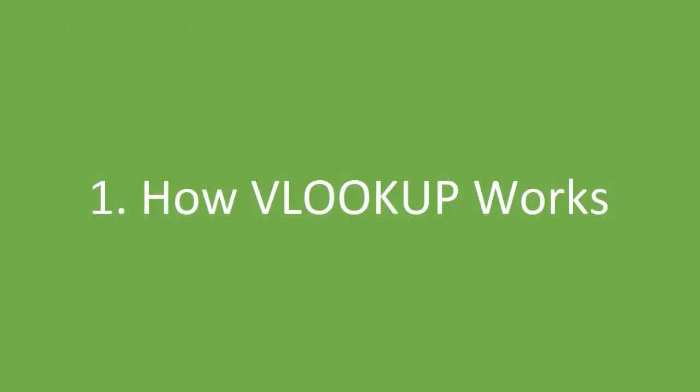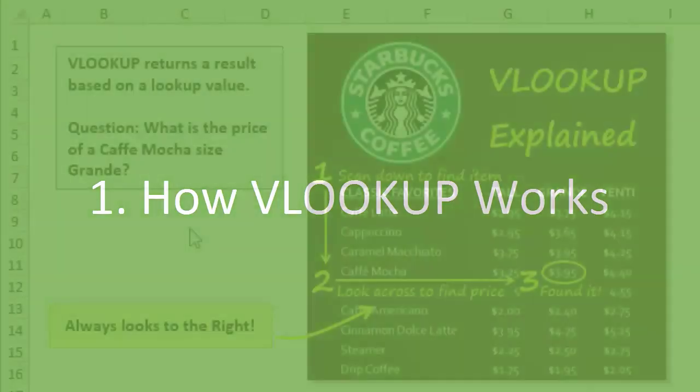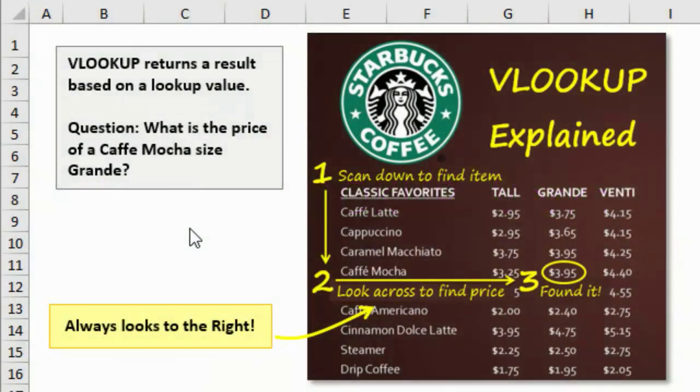So before we get into writing VLOOKUP formulas, let's take a look at how it actually works. So I have an example here of a Starbucks menu. This is one of my favorite examples. Basically, if you've ever looked at any food menu or ever ordered off of any food menu, you've done a VLOOKUP in your head. So you're already kind of familiar with this process. And basically the goal of the VLOOKUP is to return a result based on a lookup value. So we're going to look for a value and then return a result based on that value.